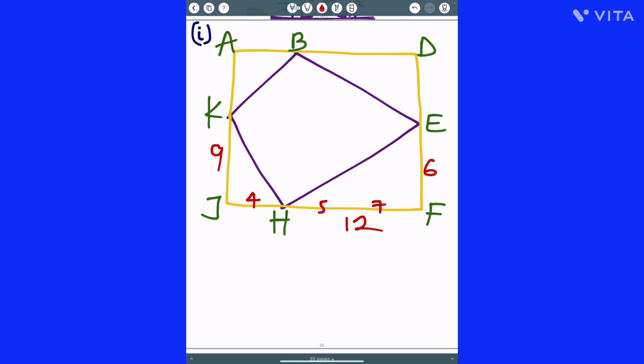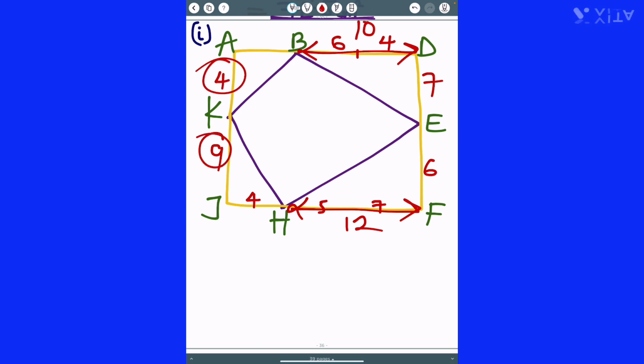So this is 12. Altogether, this base will be 12. Then we got this as 6 somewhere here, then 4 somewhere here. So this will be 10 also. This is 7. This was 9. This was 4. And this was 6. So everything is complete now. Let's now go ahead and figure out our answer.